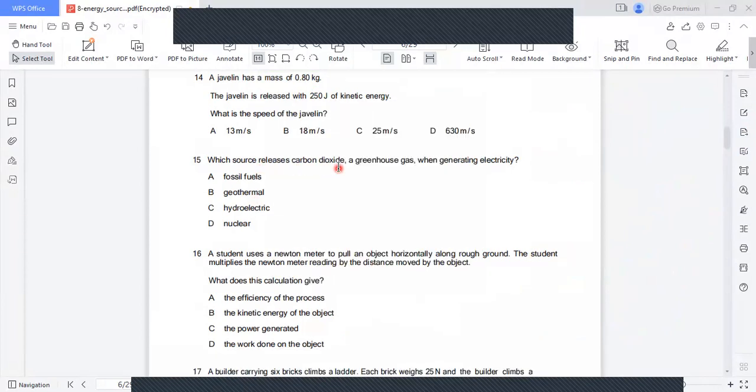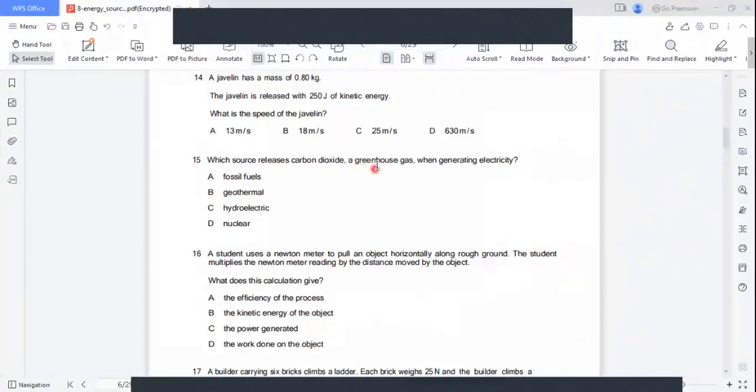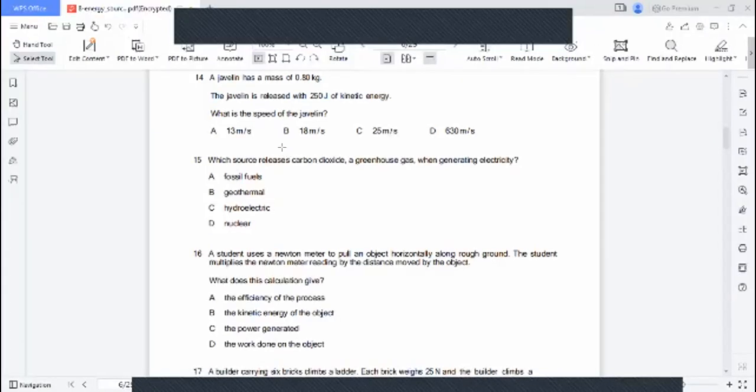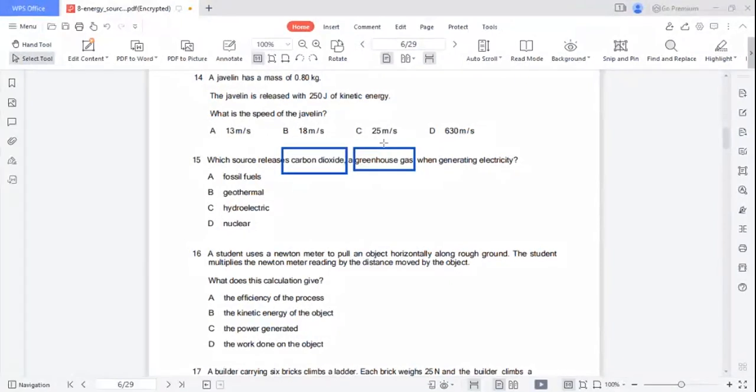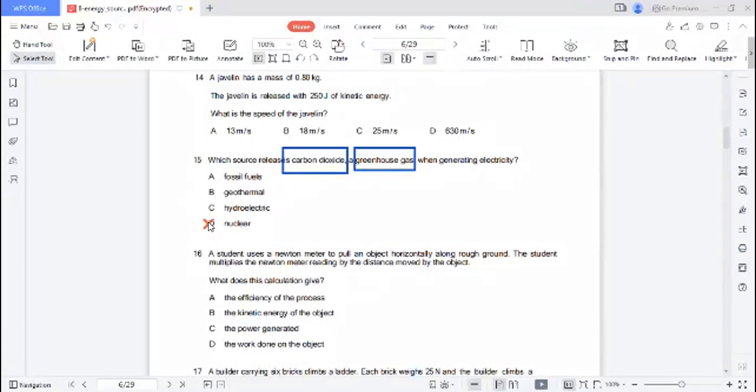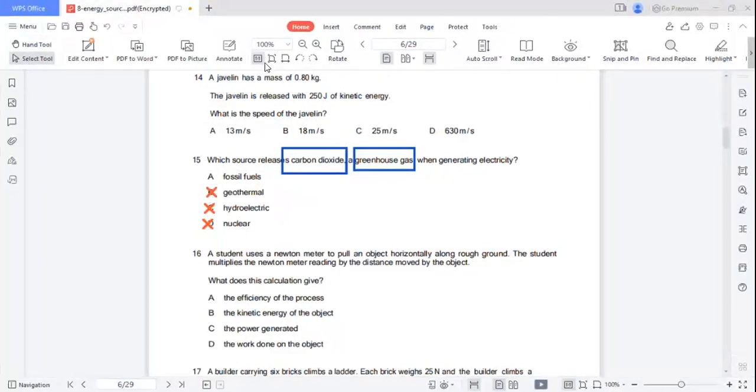Which source releases carbon dioxide, a greenhouse gas, when generating electricity? We know that greenhouse gases, or carbon dioxide, a greenhouse gas, is released when there are fossil fuels. A fossil fuel may be coal, maybe petroleum, natural gas. So these type of things. So look at this. Nuclear process is not producing any kind of greenhouse gas. Hydroelectric, like the dams, are environment friendly. Geothermal is too. So fossil fuels is the only source of greenhouse gases.